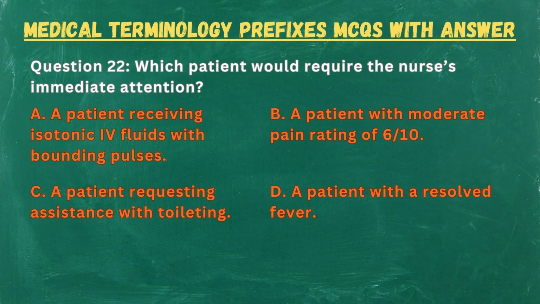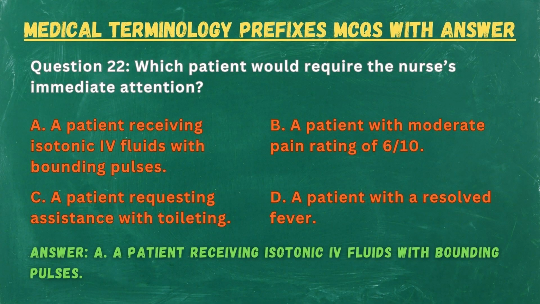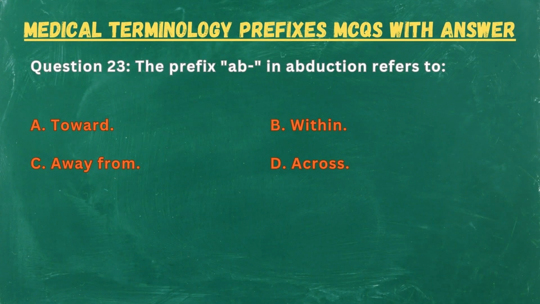Question 22. Which patient would require the nurse's immediate attention? A. A patient receiving isotonic IV fluids with bounding pulses. B. A patient with moderate pain rating of 6 out of 10. C. A patient requesting assistance with toileting. D. A patient with a resolved fever. Answer: A. A patient receiving isotonic IV fluids with bounding pulses.